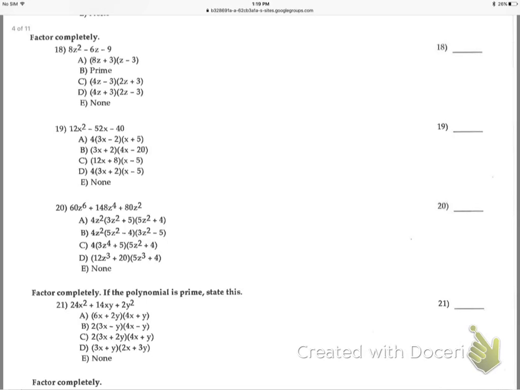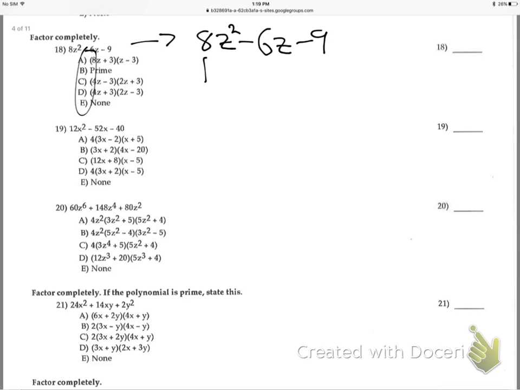All right, I'm going to move on. All right, 18. The problems are getting a little tougher. So let's see. 8z squared minus 6z minus 9. So the first step on every factoring question is GCF. Is there a GCF in front of anybody? No. Let's look at those answers. No GCF. So what's in common to all the terms? Nothing. Sure enough, nothing goes into 8, 6, and 9. They don't all have a z.